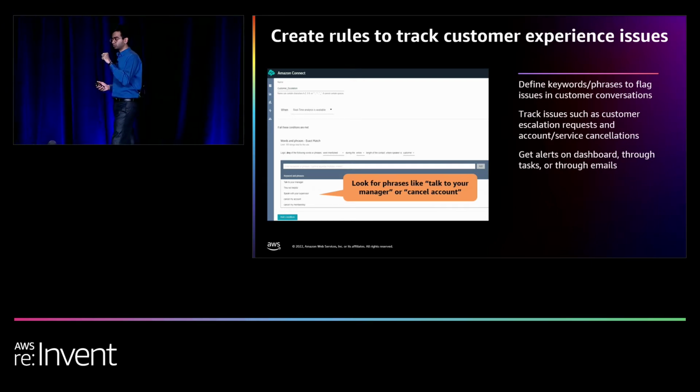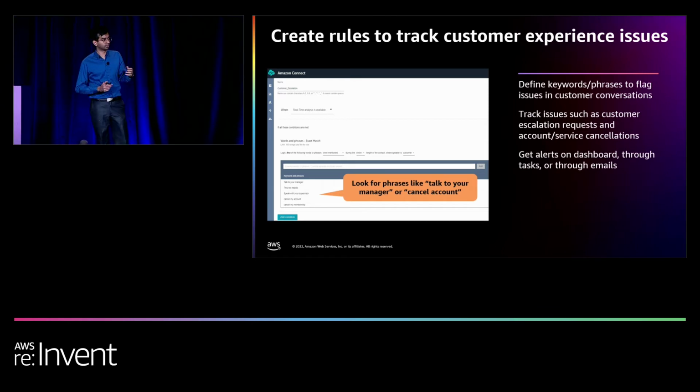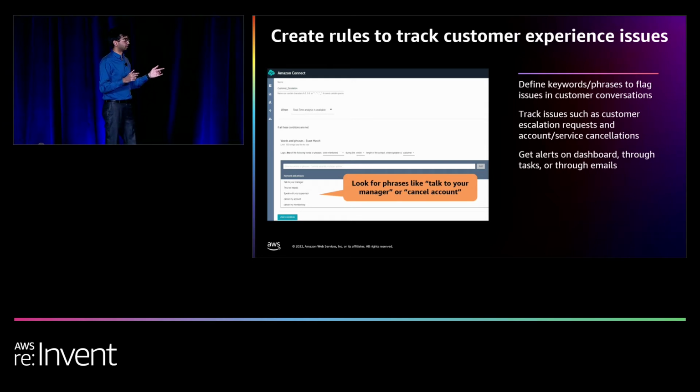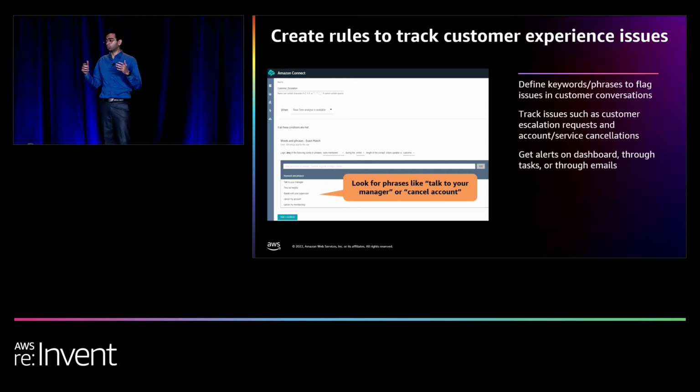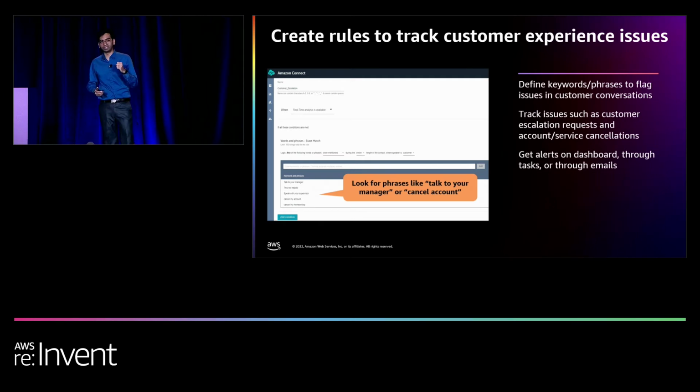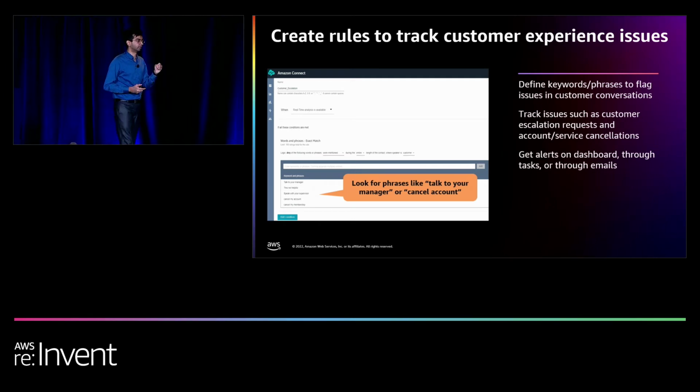You can alert supervisors about potential customer churn scenarios through dashboard notifications, through emails, and through features like Amazon Connect Tasks, so that they're immediately able to take action on situations where you could potentially have customer churn.